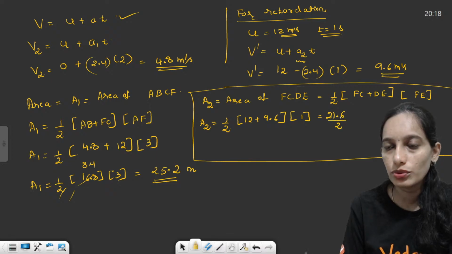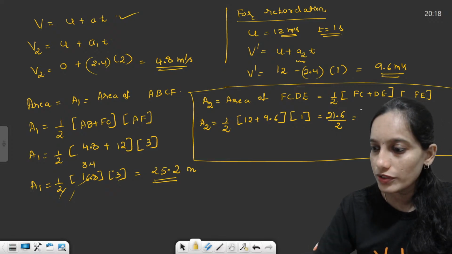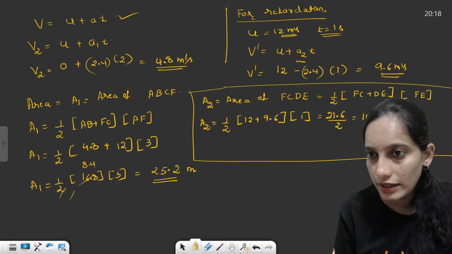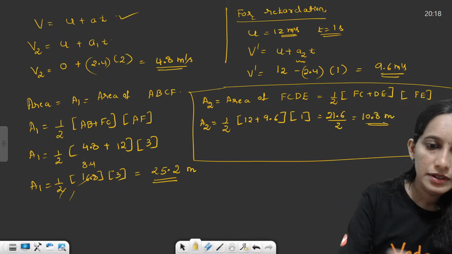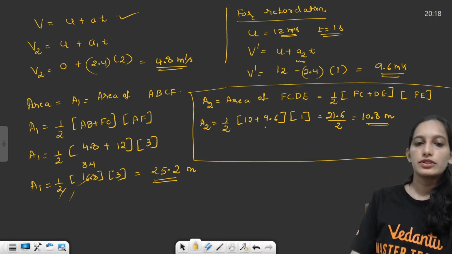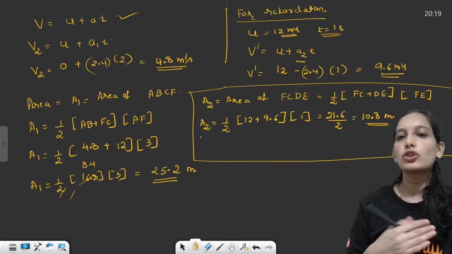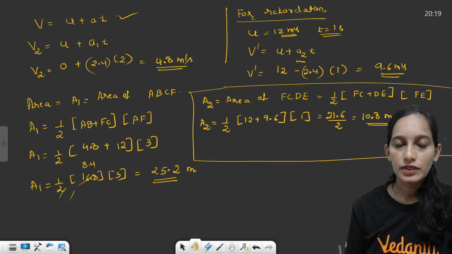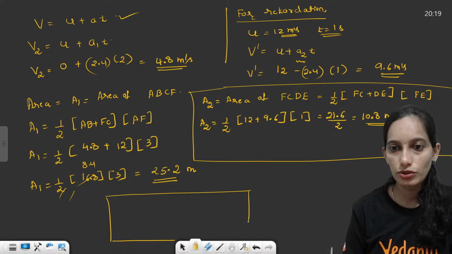So that is 21.6 by 2. How much are we going to get? It is 10.8 meters. Okay, hope this is visible to you. Yes, it is visible. So the A2 area has come, the A1 area has come. Now the total displacement. Let me write here the last step.